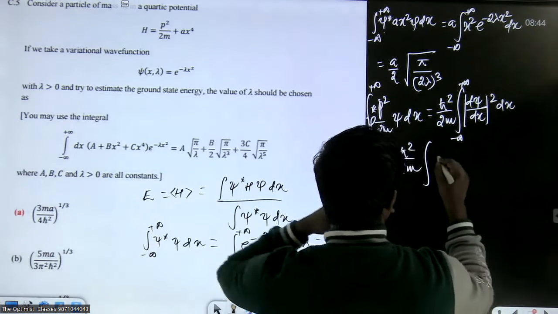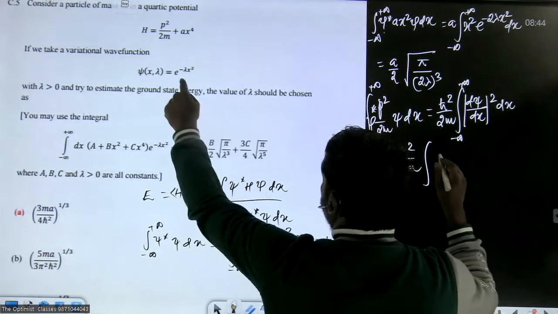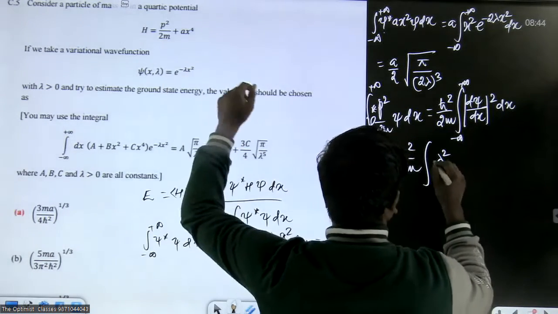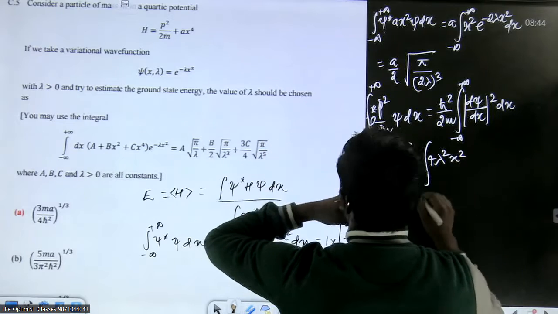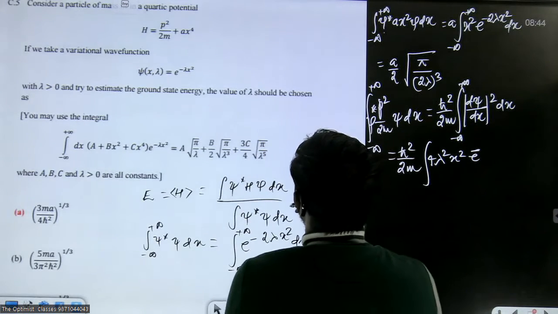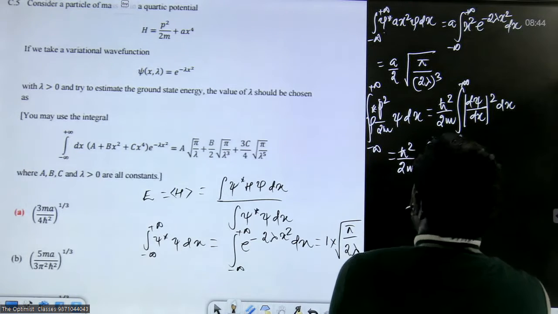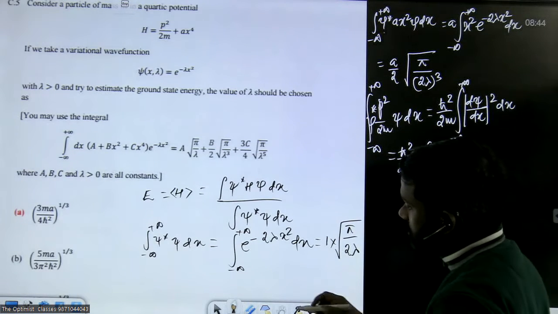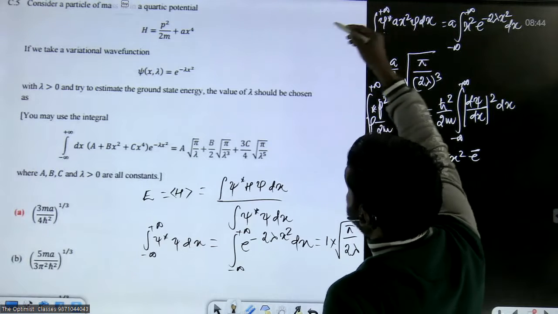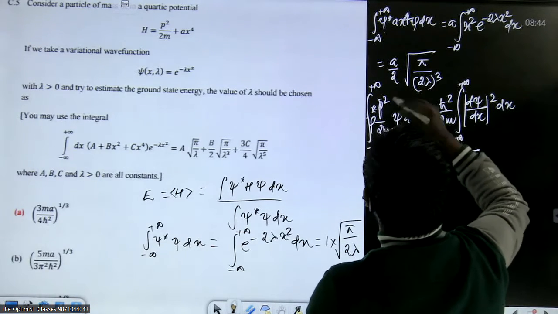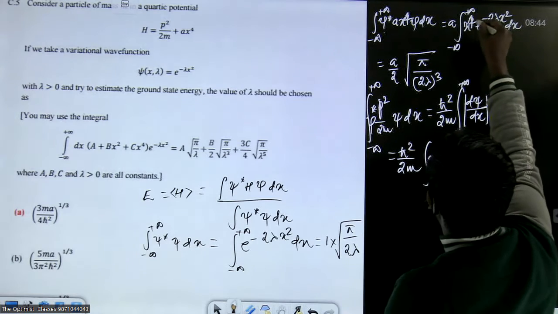So when you differentiate this term, you are going to get a minus lambda, but there is a square, so you get lambda square, and there will be a 2x term coming out, so you will get 4x square, and again e to power minus. That's what we are going to get, right? Yeah, I made a mistake actually, sorry. There it was actually x to the power 4. So here we had 4.